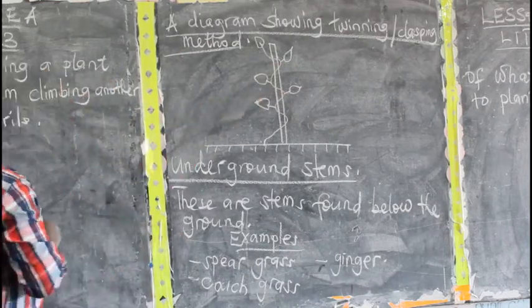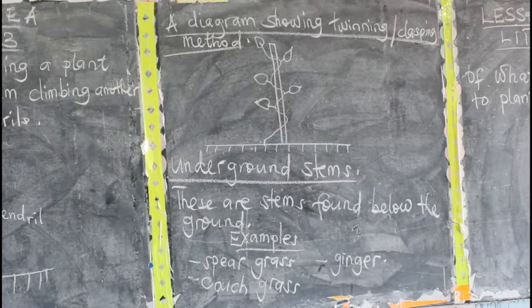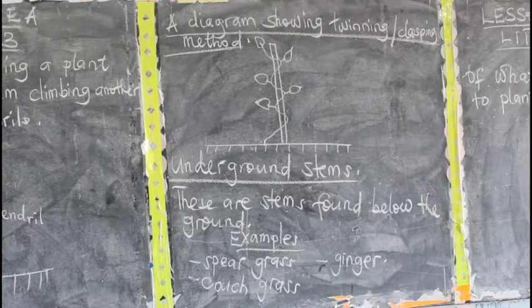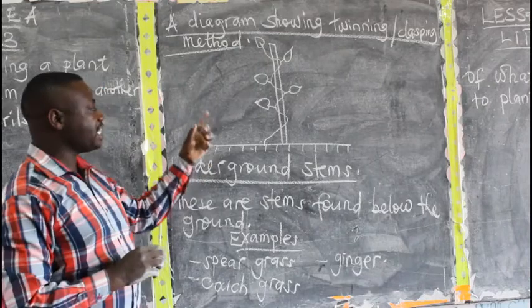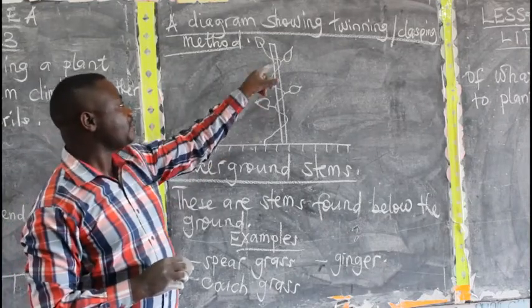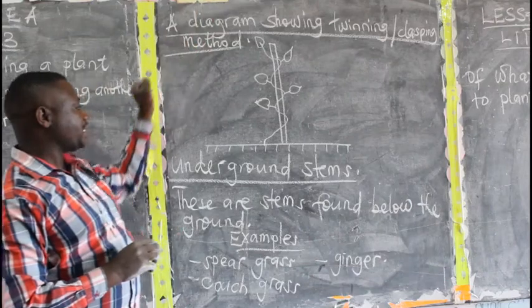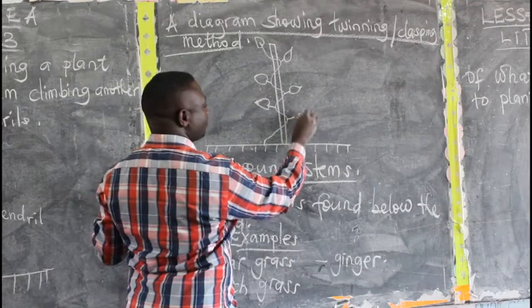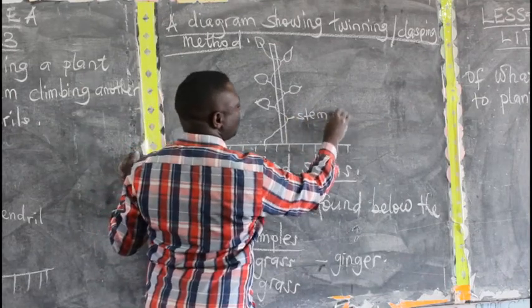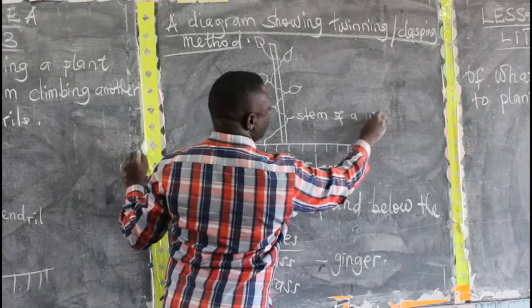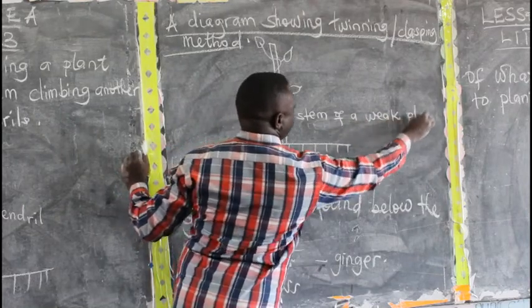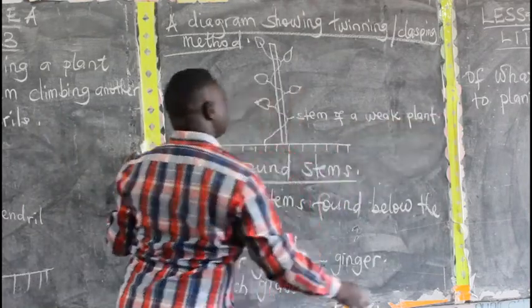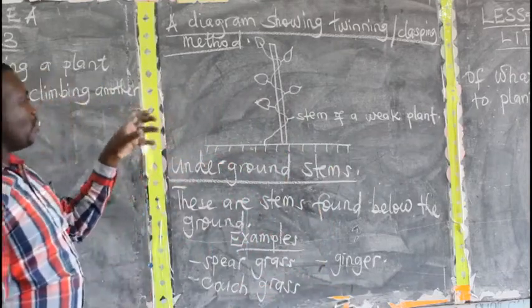But when you see tendrils, that one is the tendril method, a plant with a weak stem climbing others using the tendril method. Then by clasping, a plant coils itself around another plant to grow, to get extra support. So we can say a stem of a weak plant growing upwards by means of twinning or clasping.